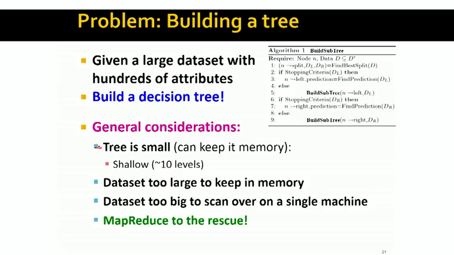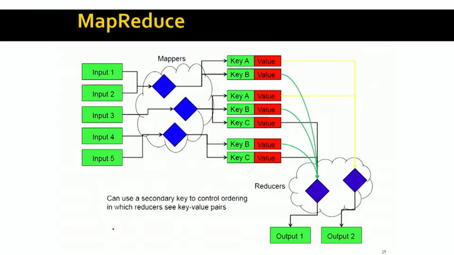So the first one is if the whole tree will be relatively small. What I mean by this is the data is big, but the tree itself is relatively small. So imagine it's like 10 levels deep. If it's a binary tree, this means it will have 2,000 nodes or something. So it's a small thing. So the tree itself fits into memory, but the data is very big. So the data set is too large to keep in memory, and too big to scan over on a single machine. So we really want to have this data set be distributed across a large number of machines. And because the data set needs to be distributed, we'll be using the MapReduce framework.